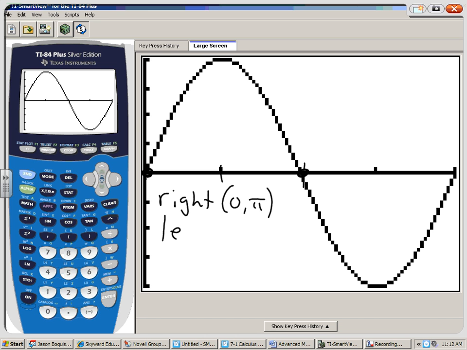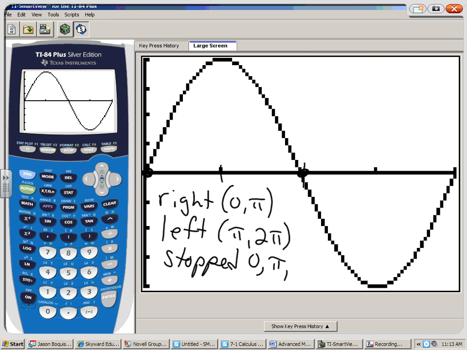And then does it go left at all? From pi, is 2 pi included or no? Nope, because at 2 pi, it's not going left, it's actually stopped. And this is something that didn't happen in our notes yesterday, but it actually stops in more than one place. And it actually stops where we start. So it stopped at 0, pi, and 2 pi.